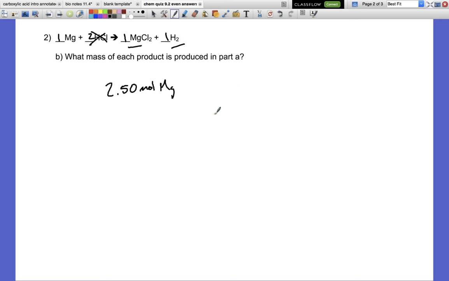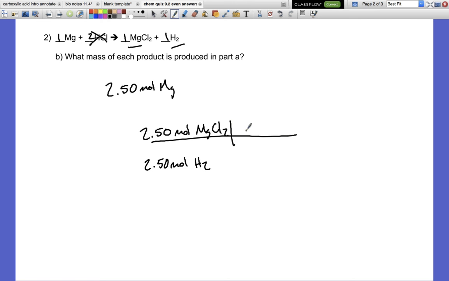So I don't really need to do that first step, mole to mole, because I know that 2.5 moles of magnesium is going to make 2.5 moles of magnesium chloride and 2.5 moles of hydrogen gas, right? They're in a 1-to-1 ratio. I don't really have to do that step. So really in these cases, I just have to change moles into grams, which is a little bit simpler. I only have one conversion factor to do.